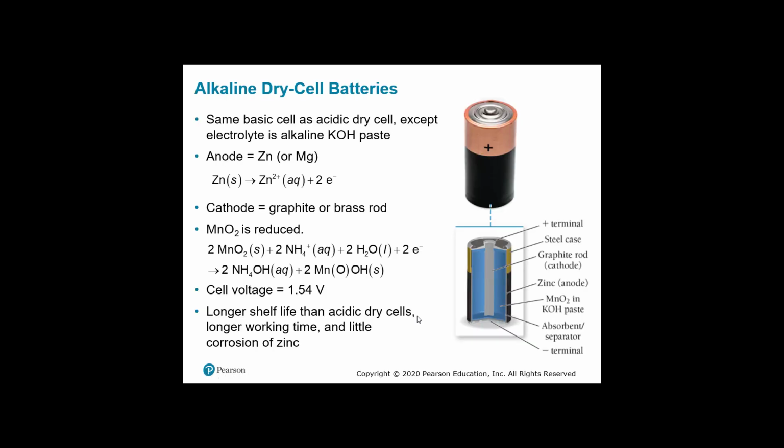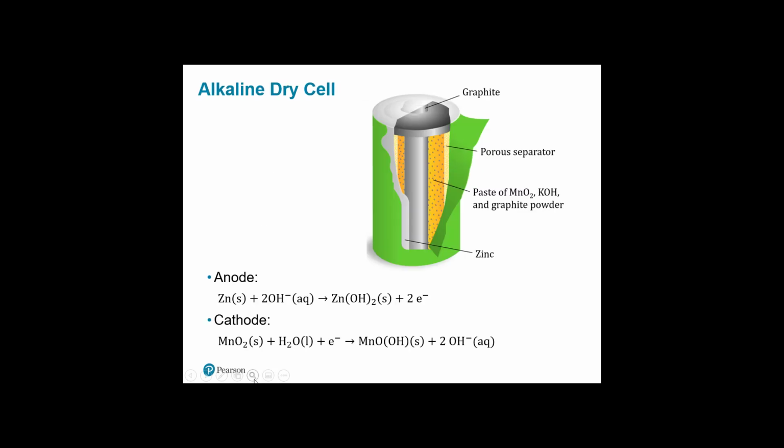Okay, so if you look, it's very identical, except for the fact that it is in a potassium hydroxide paste. That's the only difference, and the cell voltage is 1.54. So it says longer shelf life than the acidic dry cells, longer working, and little corrosion of zinc. So it's a little bit better compared to the simple dry cell, but still, these are not rechargeable, so that's the downside.